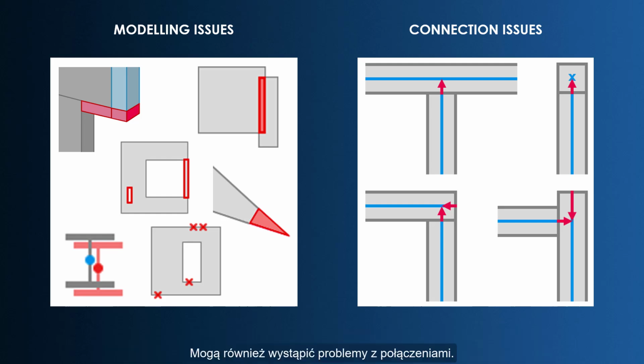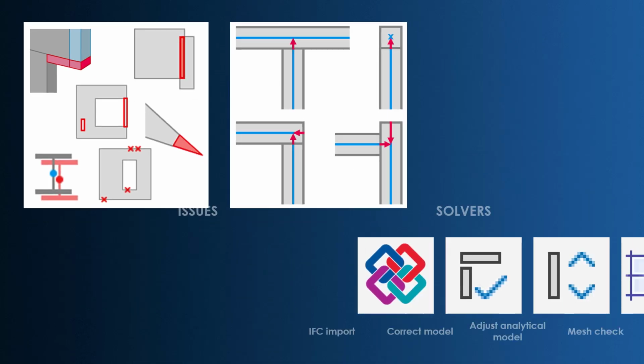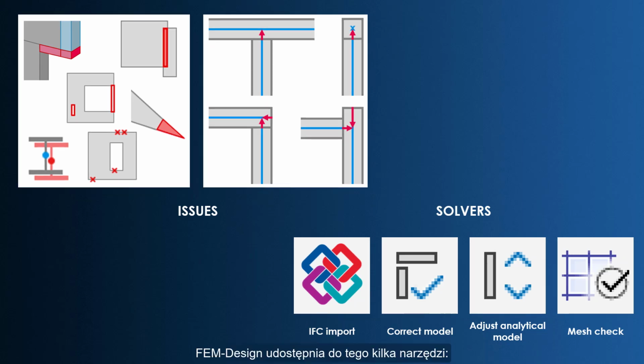There can also be connection issues. Physical objects may touch each other correctly in architectural models, but the analytical lines and surfaces generated from their central lines and mid-surfaces will not automatically connect. This is why model correction and adjustment are essential in the IFC workflow. FEM-Design provides several tools for this. Filtering during import, correct model for geometry problems, adjust analytical model for element connections, and mesh check for verifying the finite element model.